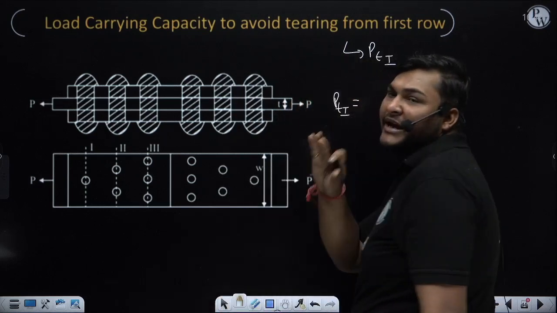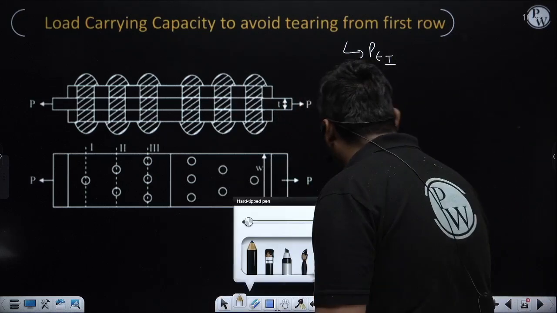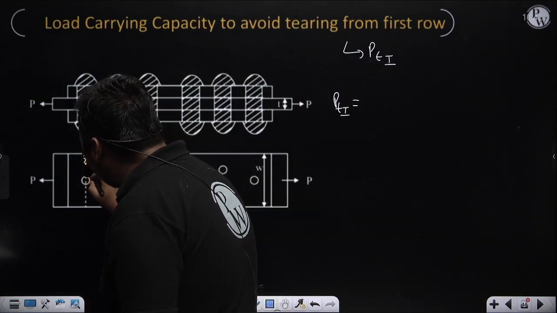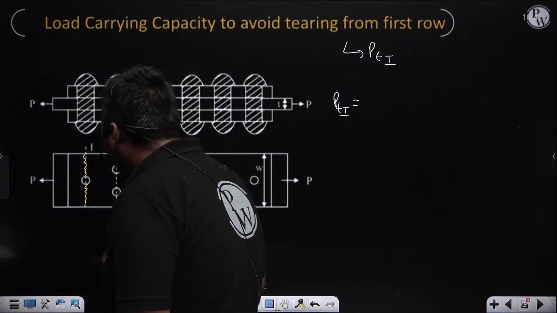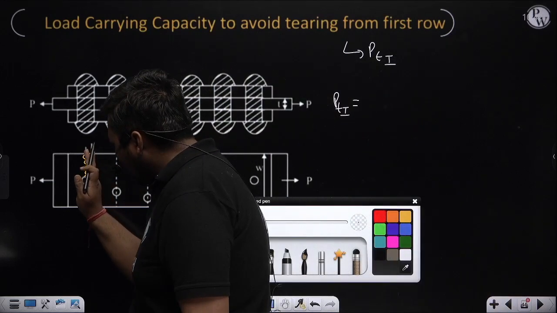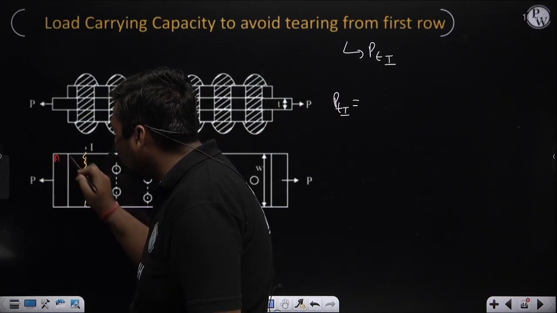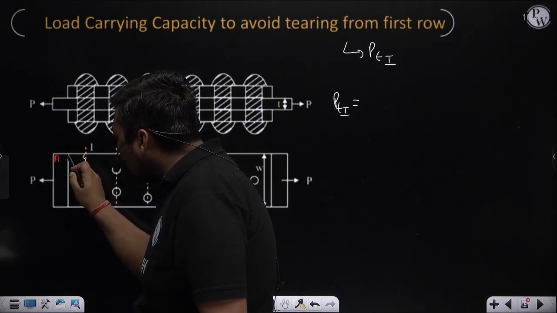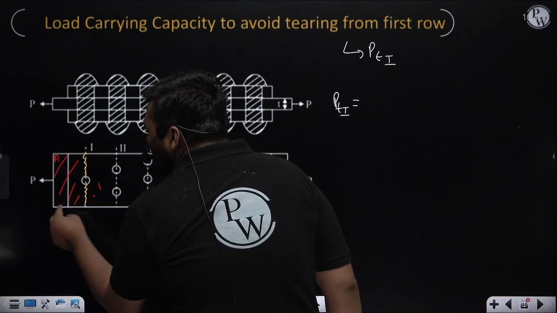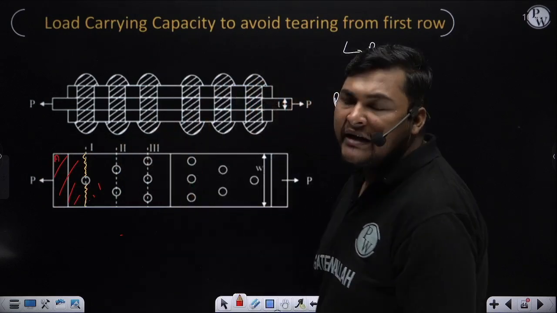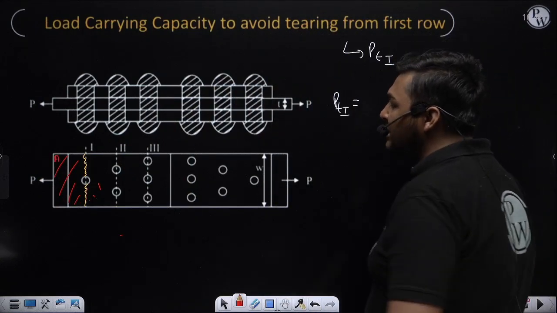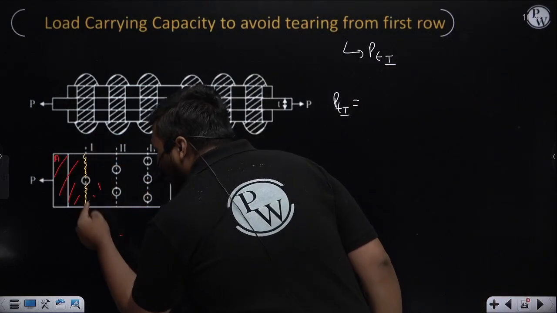This concept is the same which I have explained earlier. We want to avoid tearing from the first row. With respect to this load P, this is the first row. If plate A is getting torn from this plane, this system will fail. Why? Because on this side of plate A, no other rivets are coming. So if tearing from this first row occurs, this part of plate A will separate from the entire system, and our system will fail. So to avoid this failure, we need to avoid tearing from this first row.